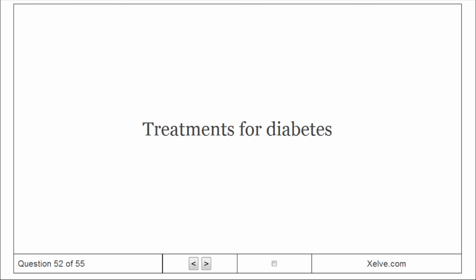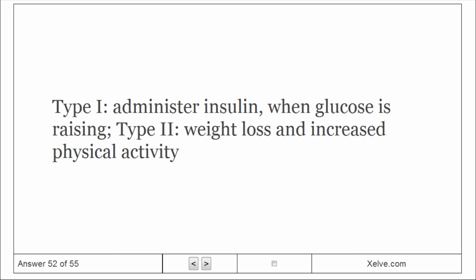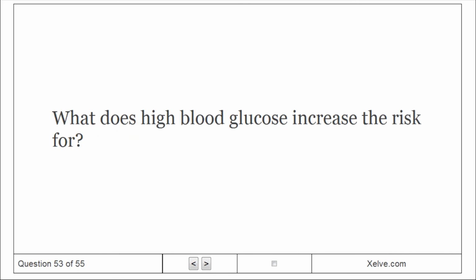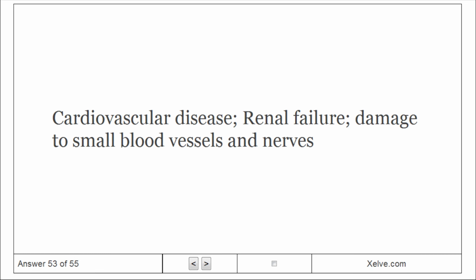Treatments for diabetes. Type 1, administer insulin when glucose is rising. Type 2, weight loss and increased physical activity. What does high blood glucose increase the risk for? Cardiovascular disease, renal failure, damage to small blood vessels and nerves.